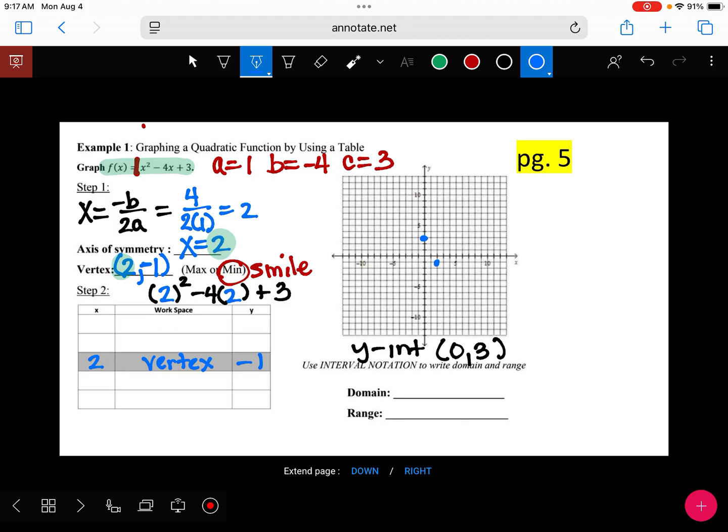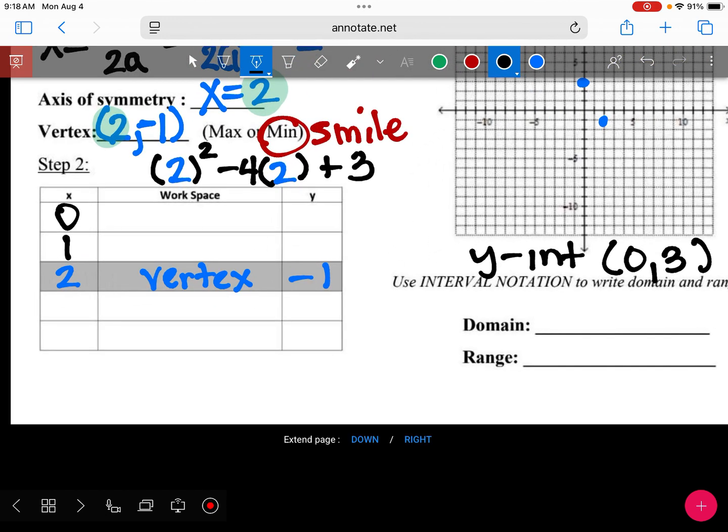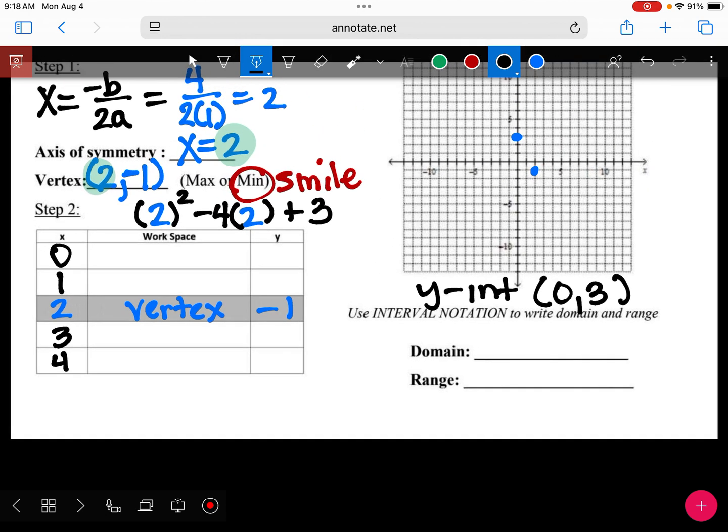Okay, so if you look back at the number line, what two numbers are on the left? So if you count backwards, in other words, let's do it a different way. Count back. So 2, 1, and 0. So let's go ahead and put that in our table. Now count up. 2, 3, 4. All right, so now we're just using our equation.